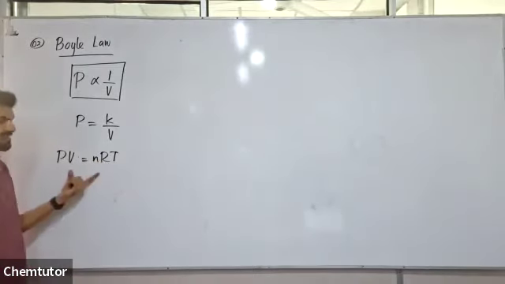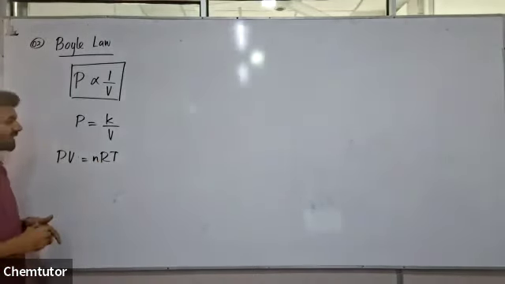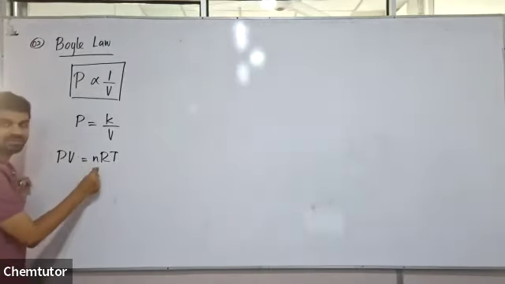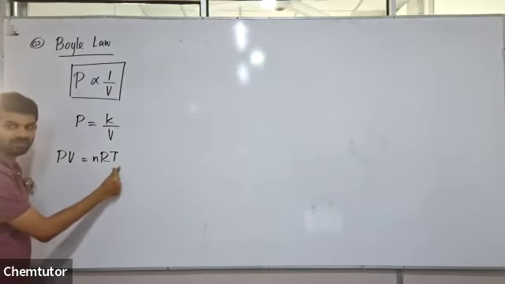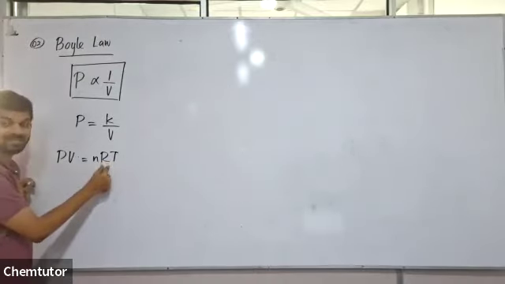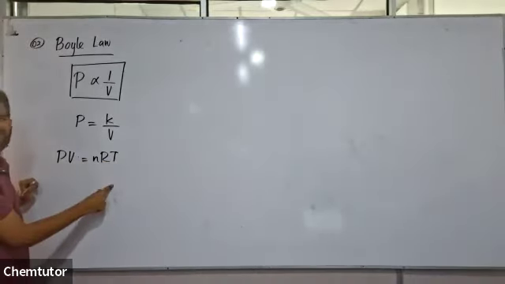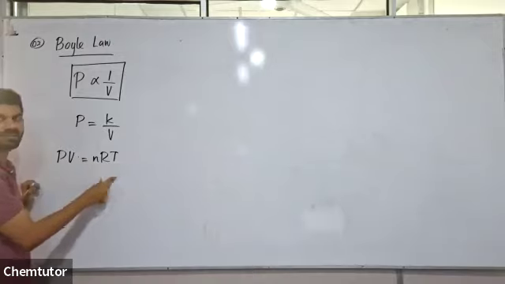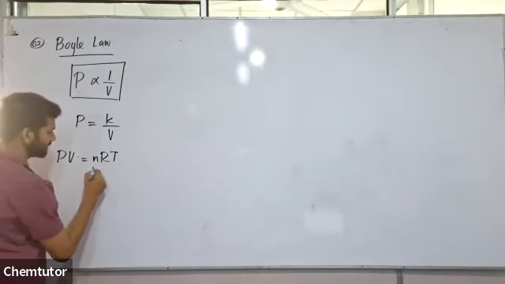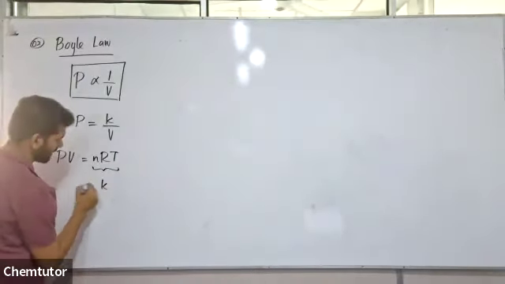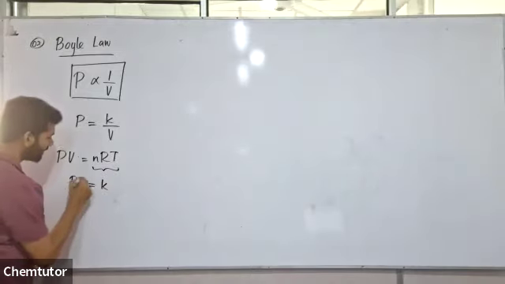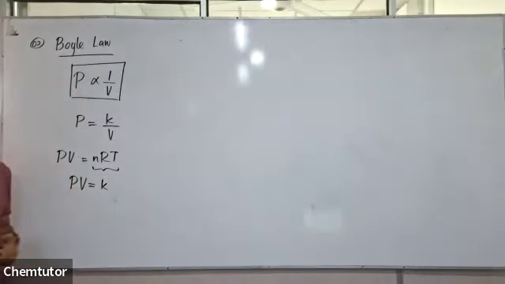Now we apply PV equals nRT. Now the constants are there. The number of moles is a constant and temperature is a constant. Those are the conditions. And the universal gas constant is always a constant. So all these are constants. That means nRT is a constant. So therefore, the PV product will be a constant. Is it clear?